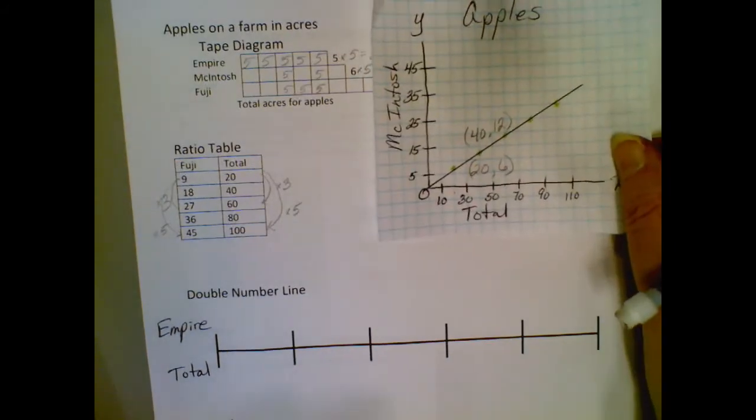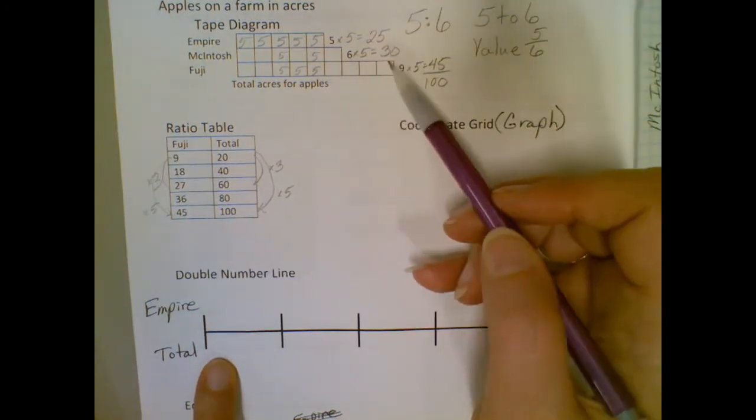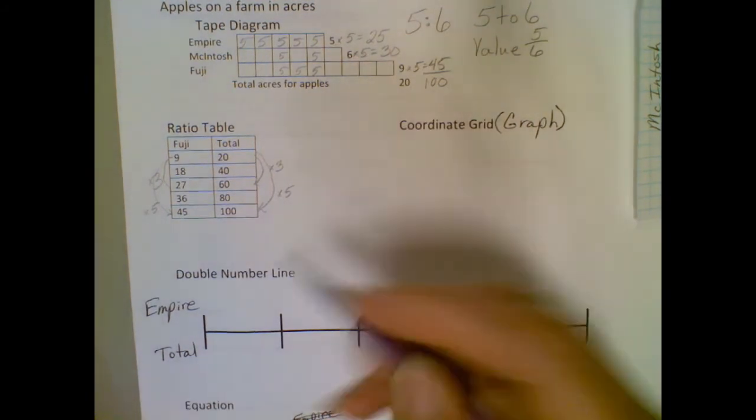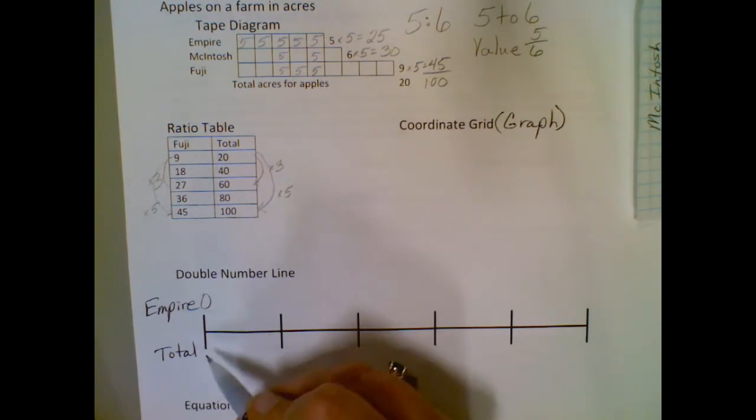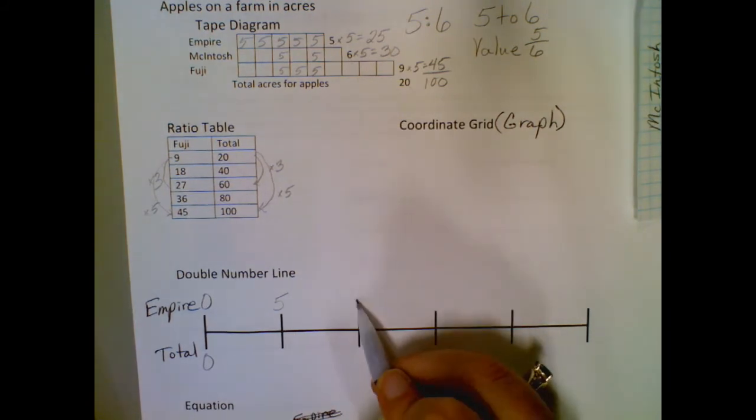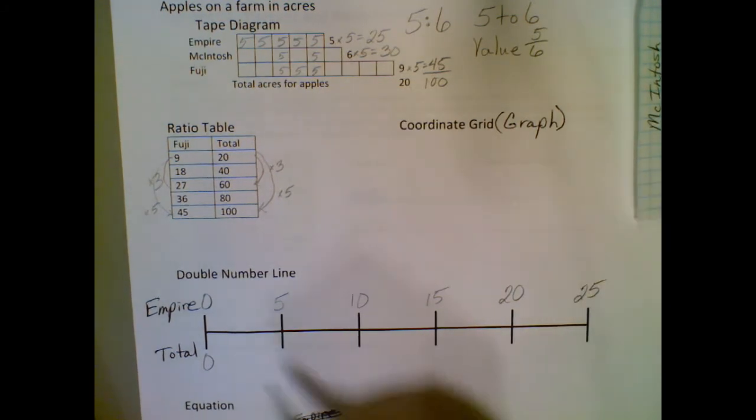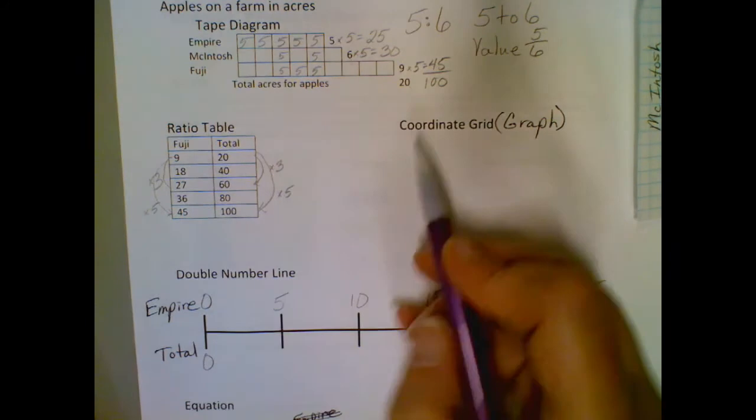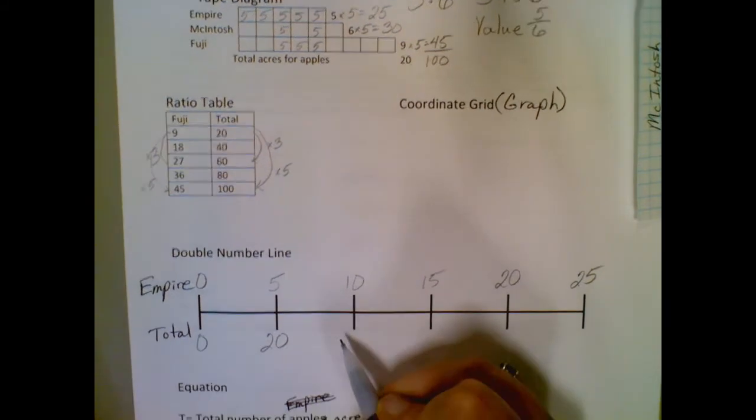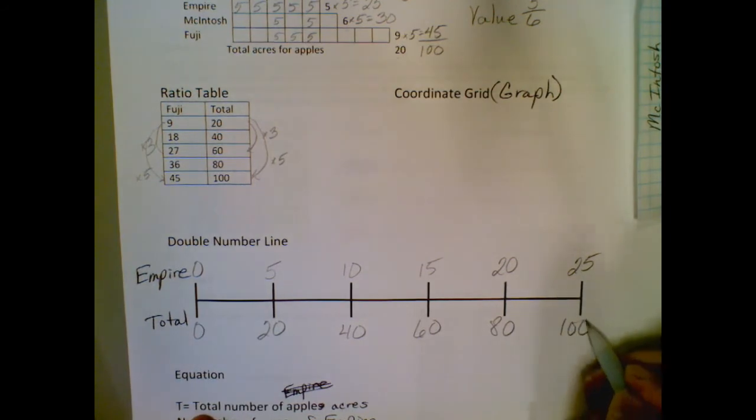We also are making double number lines, which is kind of the next graduation of the tape diagrams. So if we're talking Empire and it's way up here at 5, if we started at 0 acres of Empire, 0 total, we had 5 acres of Empire and it kept growing, 5, 10, 15, 20, and 25, then we would have the total, which is 20, which we got from our original information. It would grow 20, 40, 60, 80, and 100.